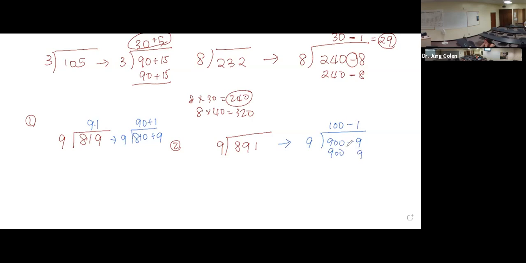What's the relationship in between? Minus. So the quotient should be 99. It's so much easier than just doing 891 divided by 9, right? So using the comparable number, it's very powerful. Good job. Okay.